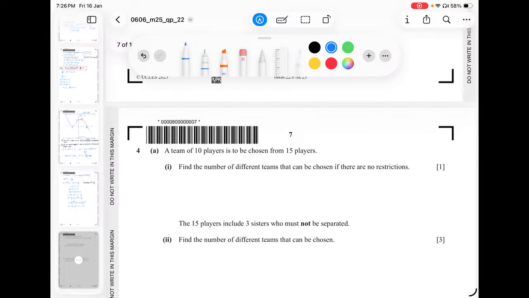Let's move on to the fourth question. A team of 10 players is to be chosen from 15 players. Find the number of teams that can be chosen if there are no restrictions. So this question is on the topic of permutations and combinations. First is recognizing the topic. Anything that involves selections or grouping or finding the number of events occurring, you use permutations and combinations.